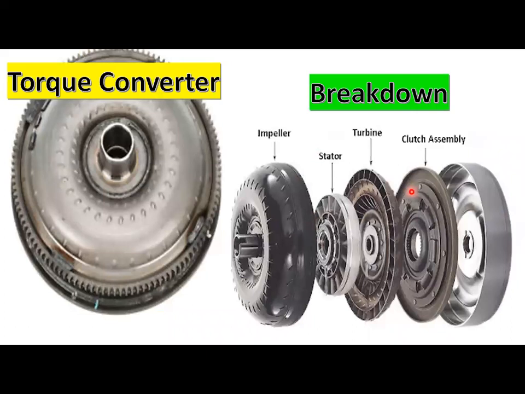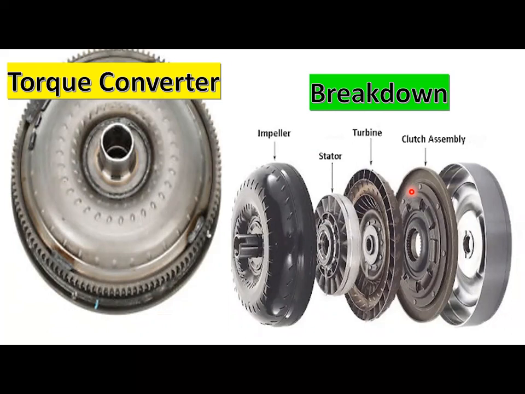In the case of a manual transmission, you need a clutch group: the clutch pressure plate, the clutch disc, and the release bearing. But in the case of an automatic transmission, you need a torque converter in lieu of the clutch group.